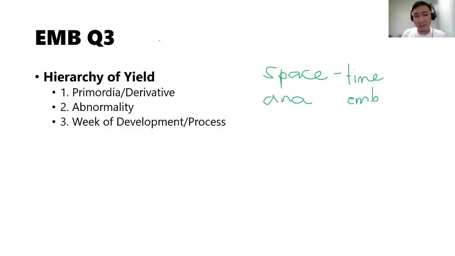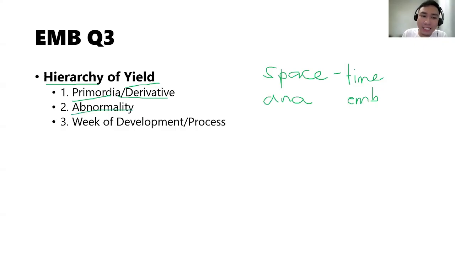But yung mga tinatanong naman, usually, ito yung nakapansin kong hierarchy of yield ng mga tinatanong nila. Siguro 60 to 70% na tinatanong nila is all about the primordia and the derivative. Primordia meaning ano yung pinanggalingan. For example, ano yung pinanggalingan ng right ventricle? Ano yung pinanggalingan ng left ventricle? Diba? Sinus venosus ba? Ganyan. And yung derivative. So kung sinus venosus, ano yung naging derivative niya sa adult? Okay, so that's the right atrium, for example.